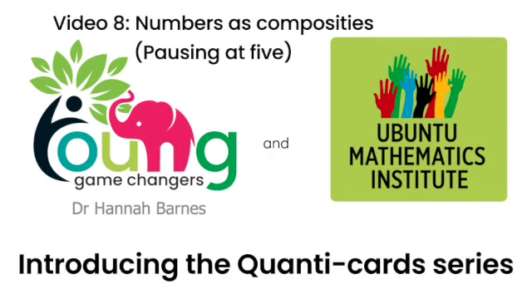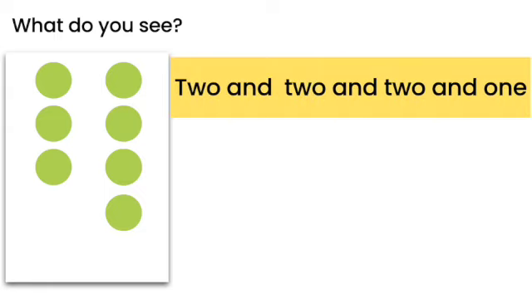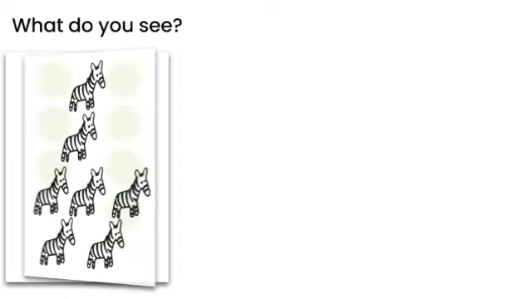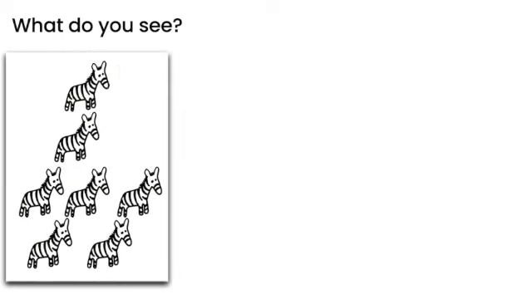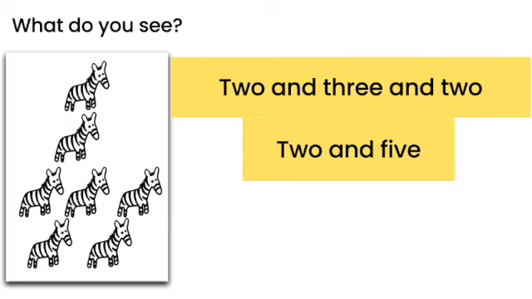1, 2, 3, 4, 5, and 6. We already talked about describing quantities greater than 5, even if we haven't named above 5. So for example, we spoke about this being 2 and 2 and 2 and 1, or even 3 and 4. Another example of the zebras could be described as 2 and 3 and 2 perhaps, or 2 and then the collective 5 at the bottom.